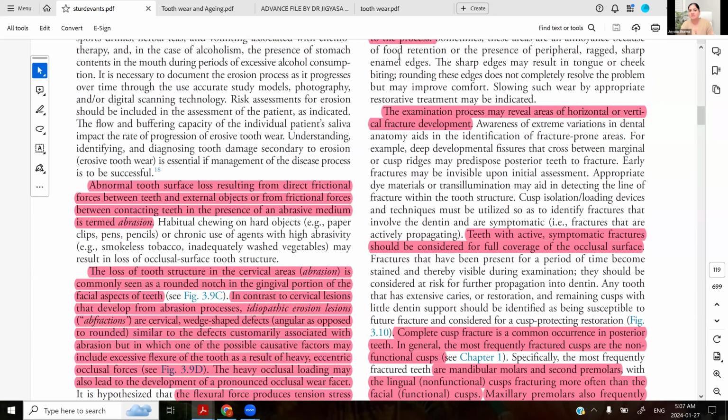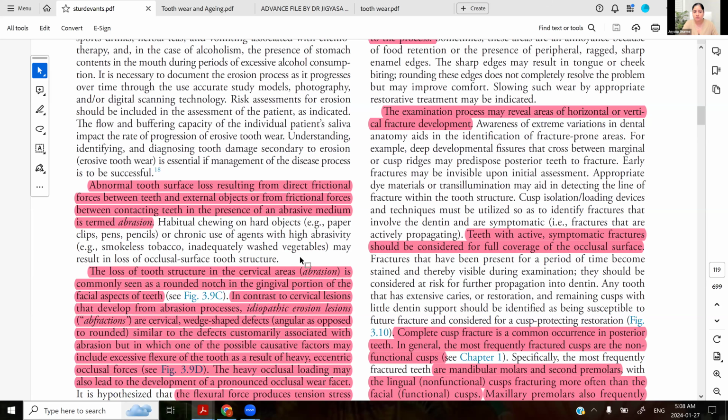If it's GERD, acidity, then it's your erosion. If it's TMJ sensitivity, pain and tenderness in the masticatory muscles, and you see parafunctional habit, then it's your attrition. Similarly, for abfraction and abrasion, if there are high occlusal loads, then it's your abfraction. And if you see aggressive toothbrushing, then it's your abrasion. So abnormal tooth surface loss resulting from direct frictional forces between teeth and external objects is your abrasion. That means an abrasive material, an external third force, has to be present, which is your toothbrushing in most cases.